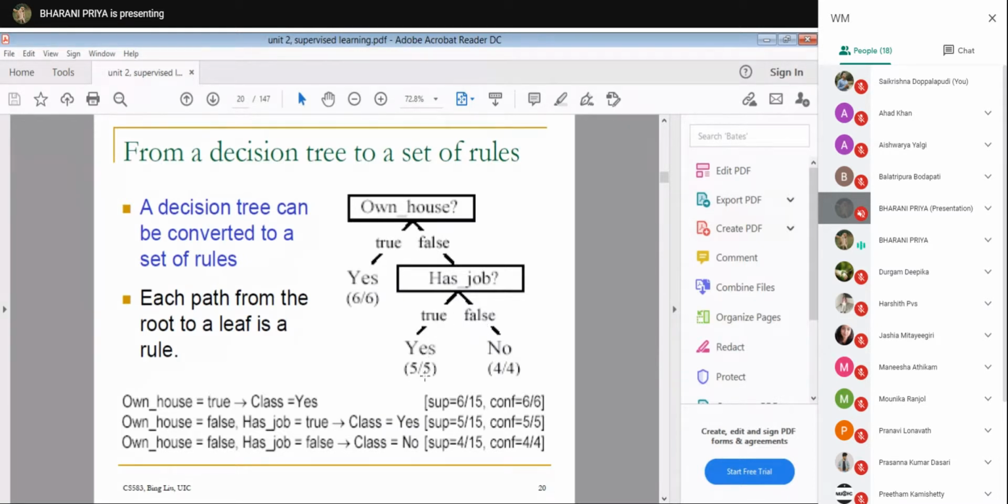If there are mixed classes in the leaf node, again you will go for another attribute. If no other attributes are left, then also you will stop.